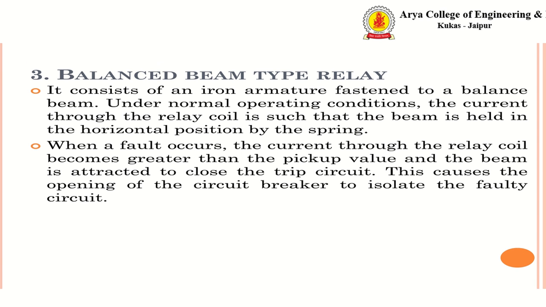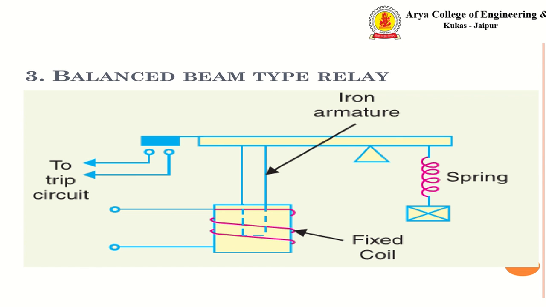Now third, balance beam type relay. It consists of an iron armature fastened to a balance beam. Under normal operating conditions, the current through the relay coil is such that the beam is held in the horizontal position by the spring. When a fault occurs, the current through the relay coil becomes greater than the pickup value and the beam is attracted to close the trip circuit. This causes the opening of the circuit breaker to isolate the faulty circuit.